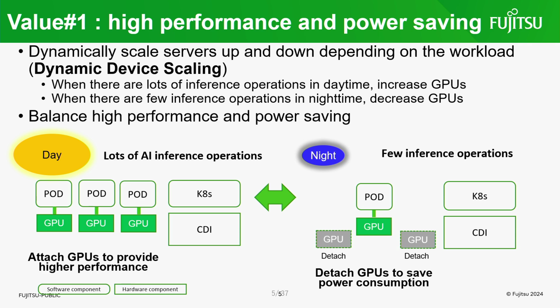The first value of CDI is it can dynamically scale servers up and down depending on the workload. We call this feature dynamic device scaling. Let's consider AI inference system, for example. When there are lots of inference operations in daytime, CDI can attach GPUs and provide higher performance. And when there are few inference operations at nighttime, it can detach GPU and save power consumption. Using CDI, user can balance high performance and power saving.